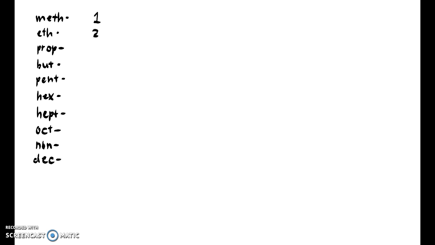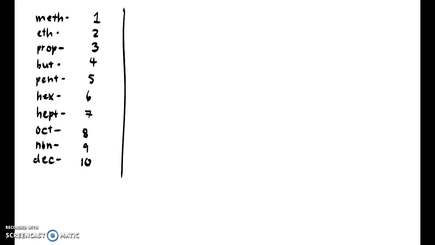Eth, prop, bute, pent, hex, hept, oct, non, and dec. So eth is 2, prop 3, bute 4, 5, 6, 7, 8, 9, 10. And so these are our prefixes.